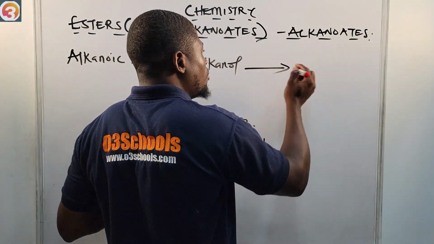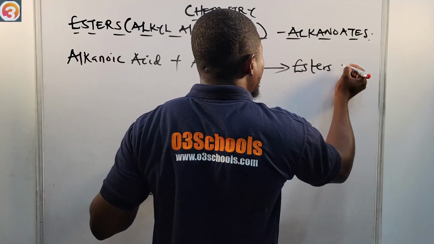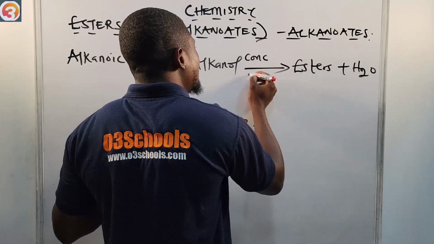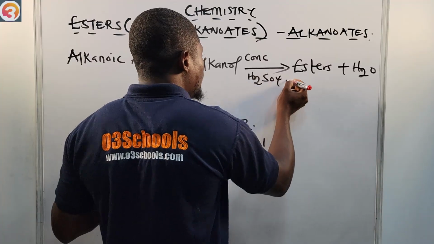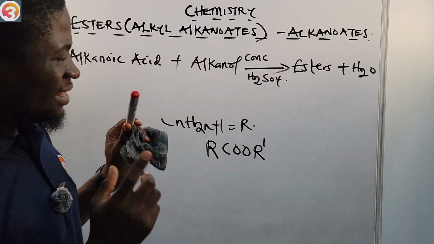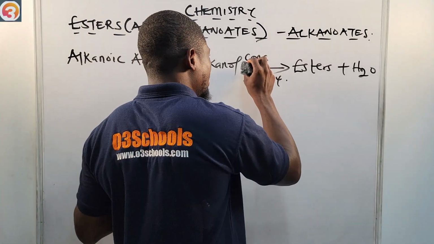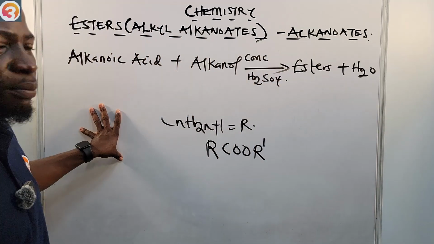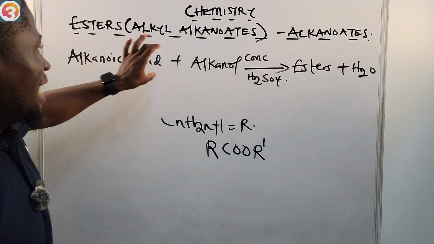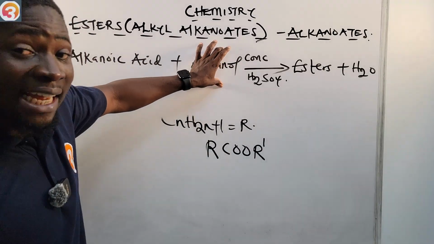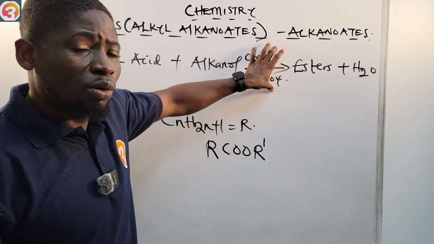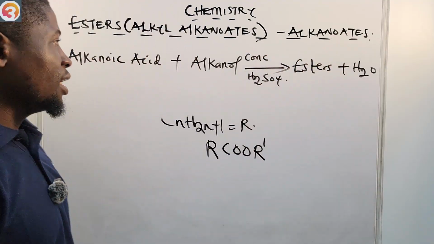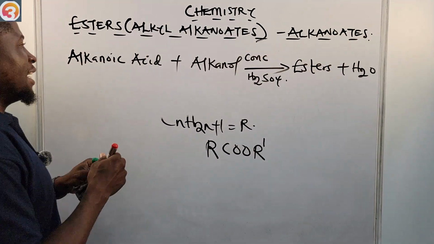To form esters plus water in the presence of concentrated H2SO4. Okay, please do not forget that this reaction is actually a reversible reaction. So esters are formed by the reaction between an alkanoic acid and an alkanol or an alcohol in the presence of concentrated tetraoxosulfate(VI) acid to give an ester and water.